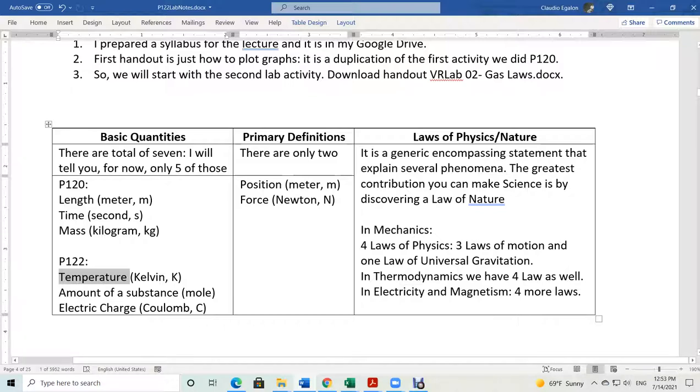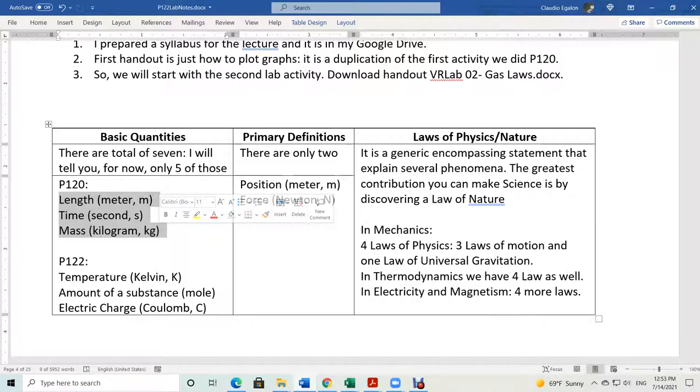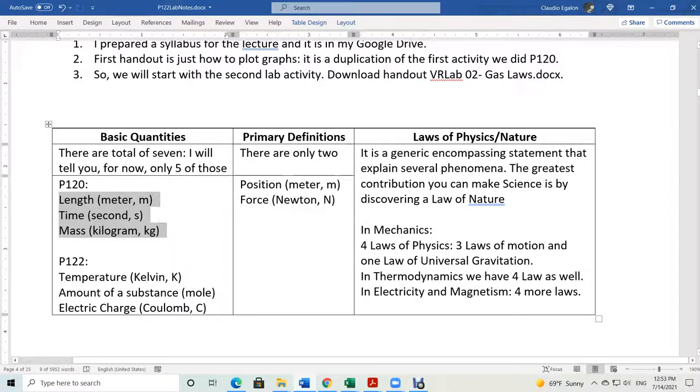Whereas length, time, and mass are far easier to grasp, right? Length you can start comparing with actual objects that have a given dimension. Time we can correlate with the motion of the stars and the motion of the sun in the sky. And mass relates to the effort to raise a given object. But now temperature is a little bit trickier.